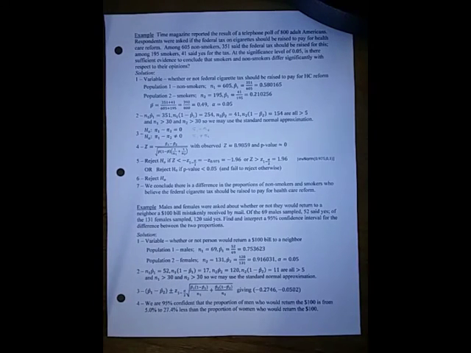Now for our confidence interval application, we have males and females who are asked about whether or not they would return a $100 bill mistakenly received by mail to a neighbor. Of the 69 males sampled, 52 said yes. Of the 131 females sampled, 120 said yes. Find and interpret a 95% confidence interval for the difference between the two proportions. The variable is whether or not they would return the $100 bill.